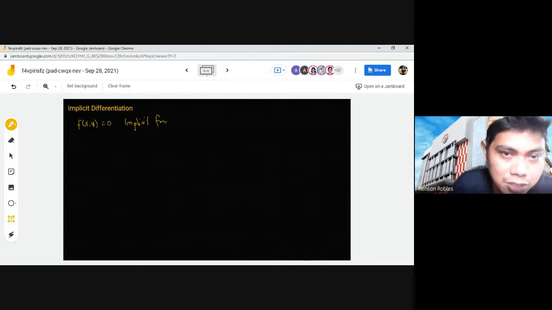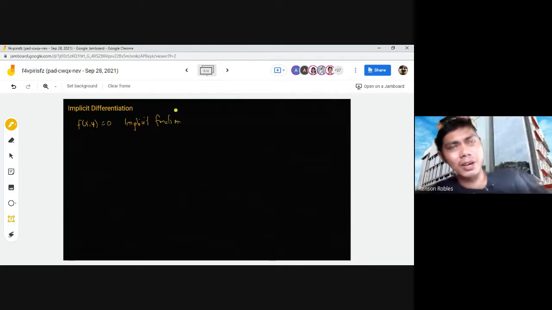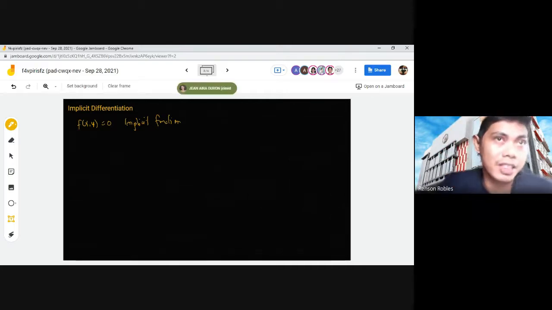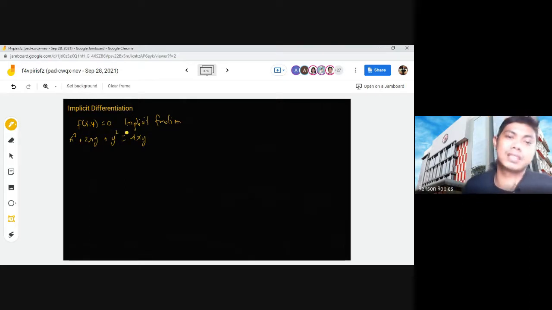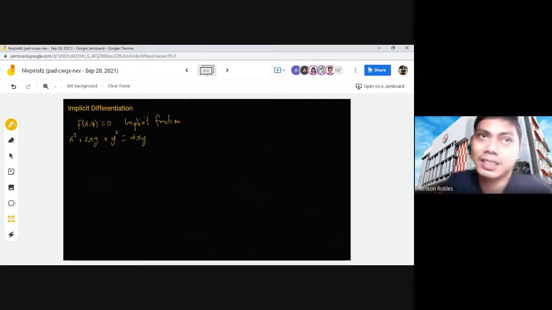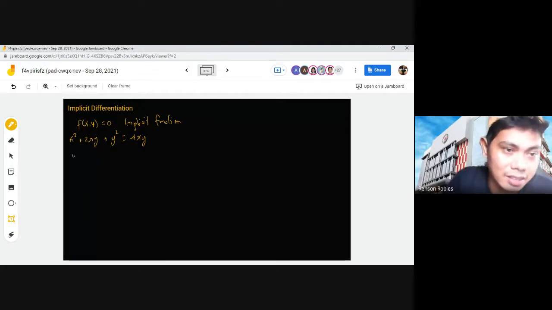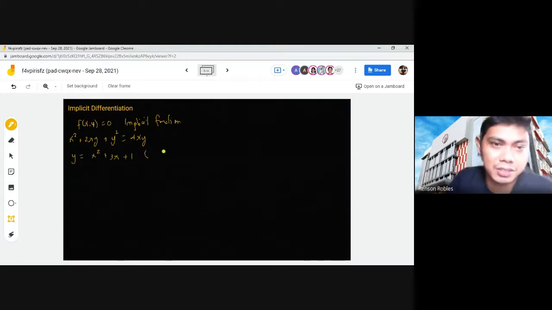Here is an example so you can easily identify whether a function is implicit or explicit. Whenever the variables x and y are mixed up, like x squared plus 2xy plus y squared equals 4xy, this is an example of an implicit function. As you can notice, the x and the y are mixed up. Whenever the y is isolated, say y equals x squared plus 3x plus 1, this is an explicit function.